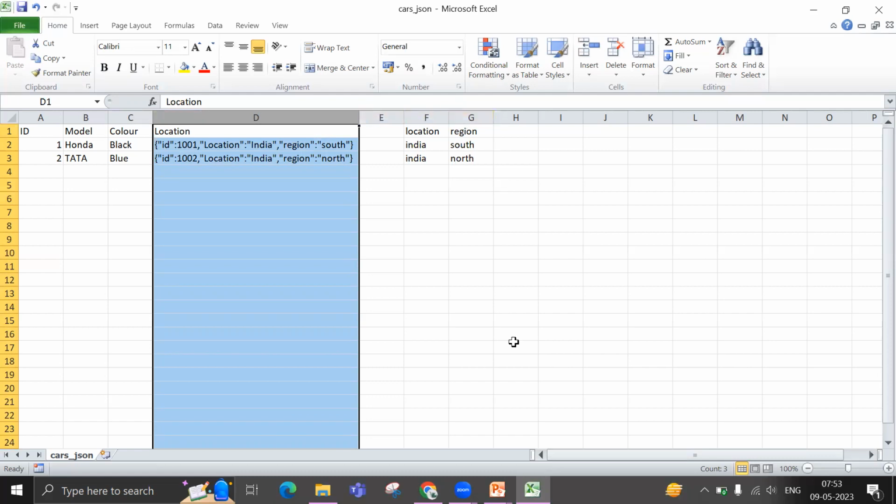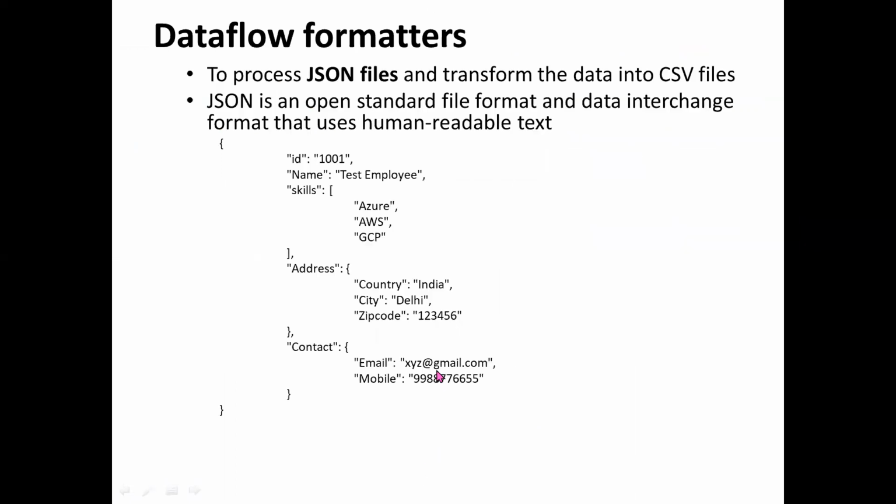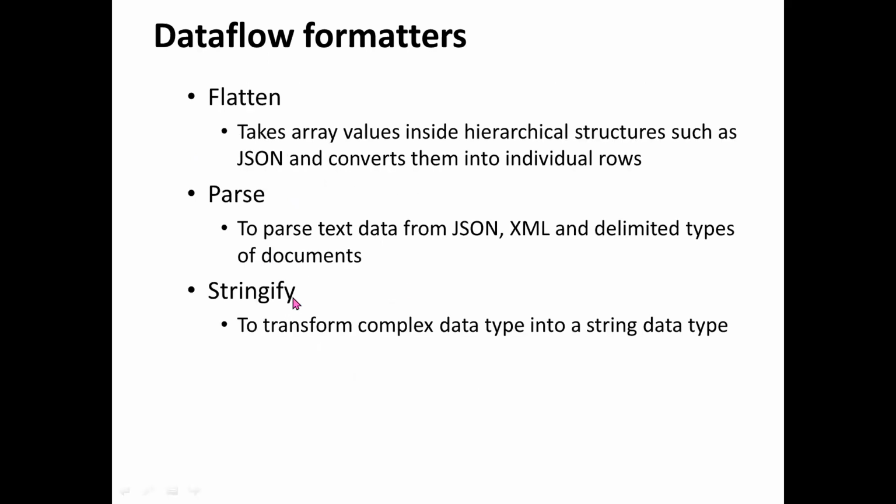Okay, so now another last one is stringify. Stringify converts a complex data type into a string type. Now in the same example, you can see this is a complex data structure. I don't want to deal with an array, an address, and another object called contract, and again we have normal key value pairs. So it's a complex data structure. So how about transforming everything into a string? That is where stringify will work.